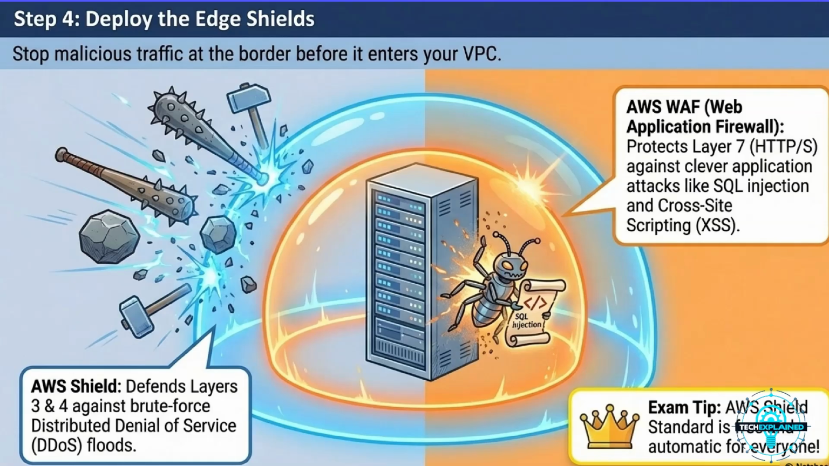Step 4 adds edge protection to shield against external threats. AWS Shield provides automatic protection against distributed denial of service attacks, or DDoS attacks. Shield Standard is free and always on, protecting against the most common attacks. For advanced protection, Shield Advanced offers additional detection and mitigation capabilities. AWS Web Application Firewall, or WAF, goes further by inspecting HTTP and HTTPS requests. You can create custom rules to block SQL injection attempts, cross-site scripting attacks, and requests from known malicious IP addresses.